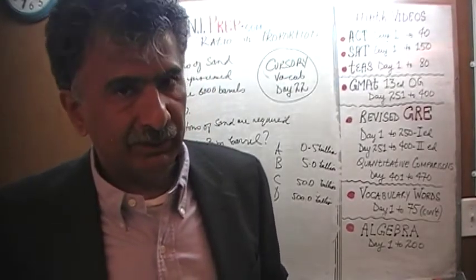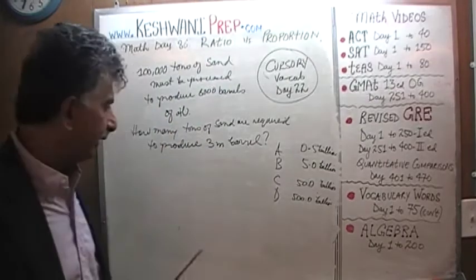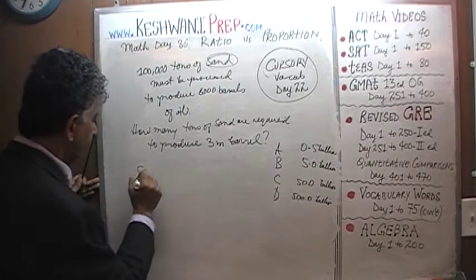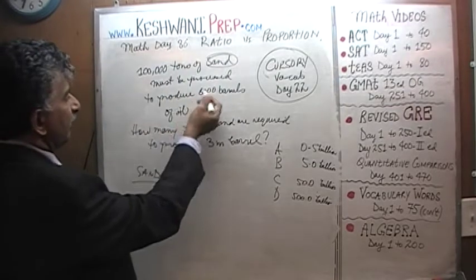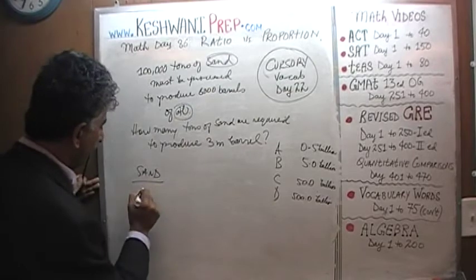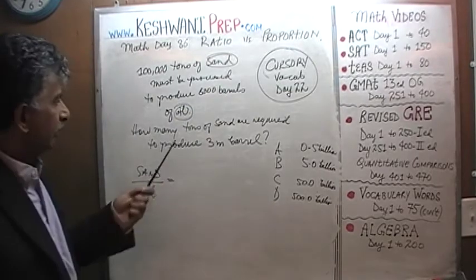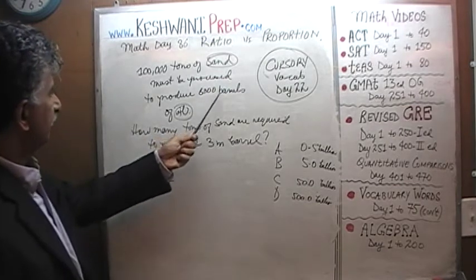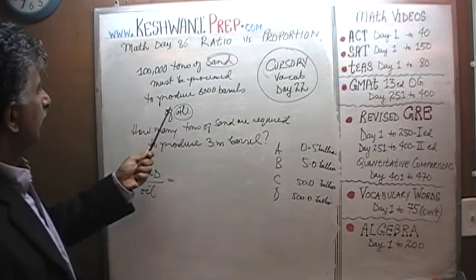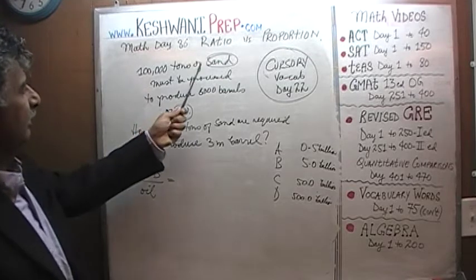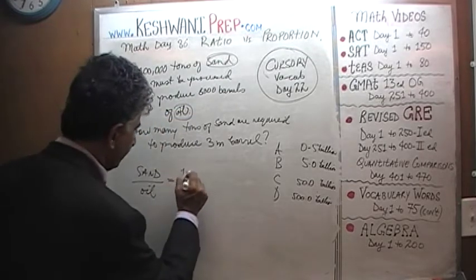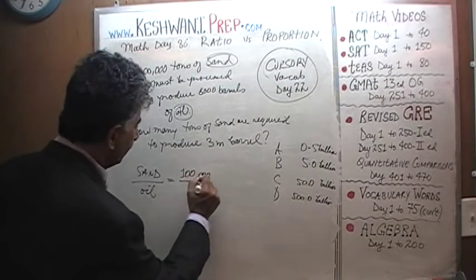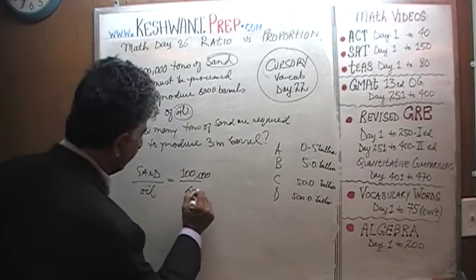Proportions deal with unlike things. The two different things that we're dealing with here are 100,000 tons of sand, we're dealing with sand, which must be processed to produce 6,000 barrels of oil. We're dealing with sand and oil. And we are told that we have to process 100,000 tons of sand. So 100,000 goes on the top, to produce 6,000 barrels of oil.